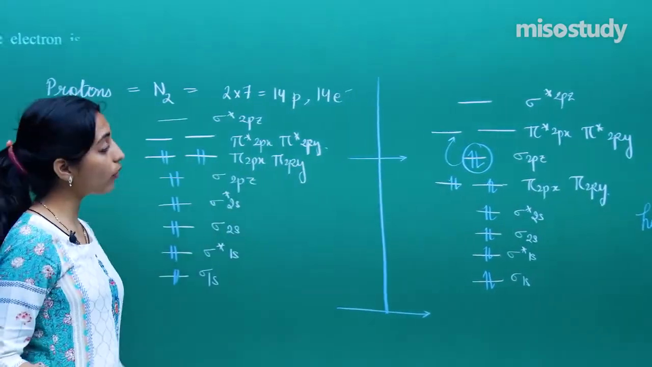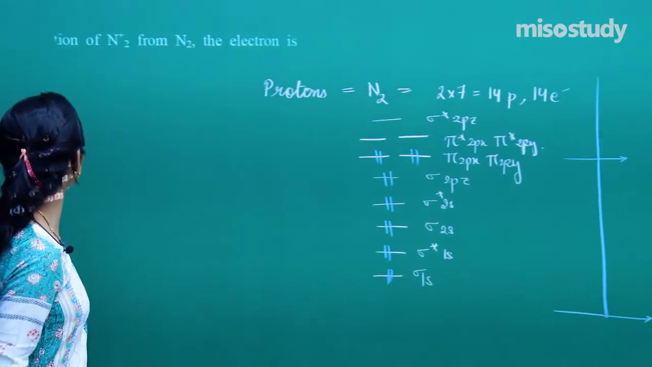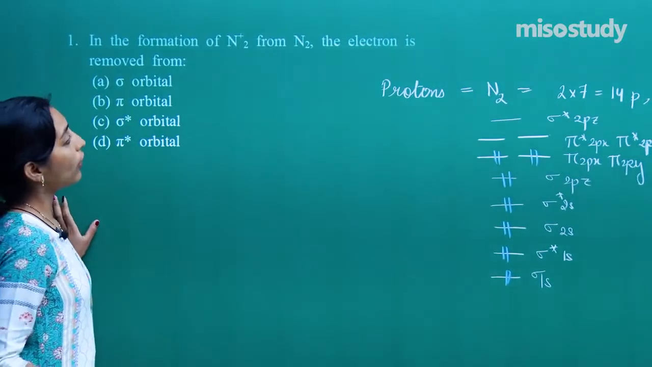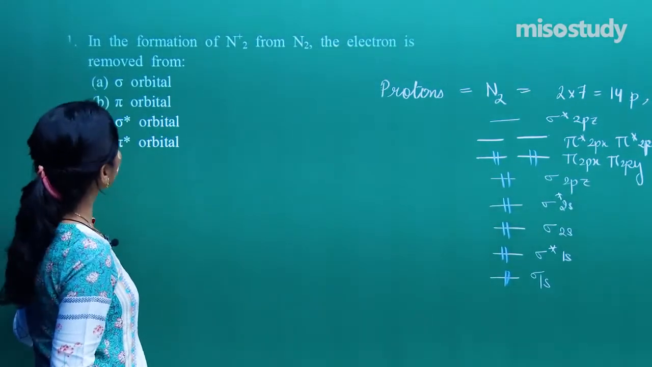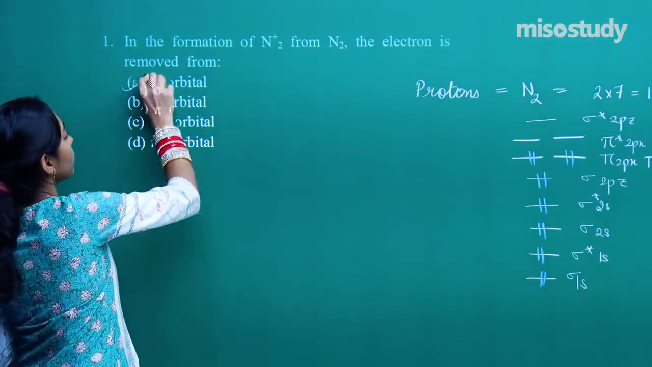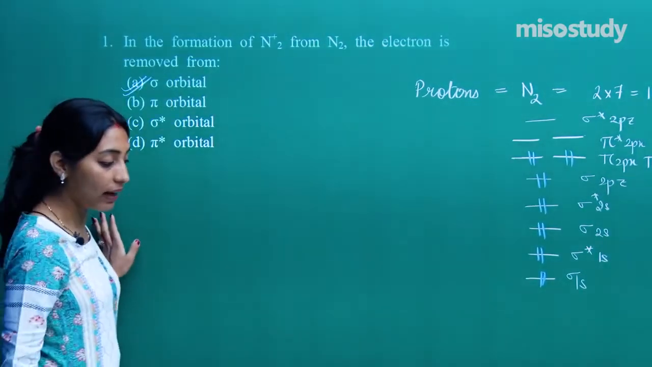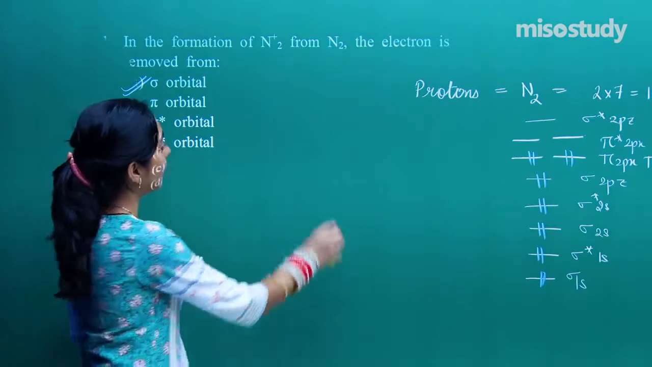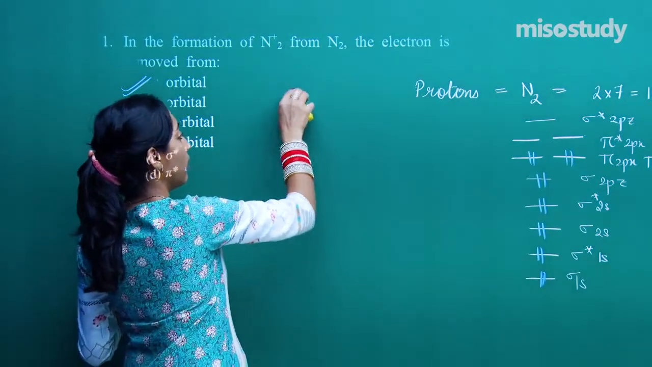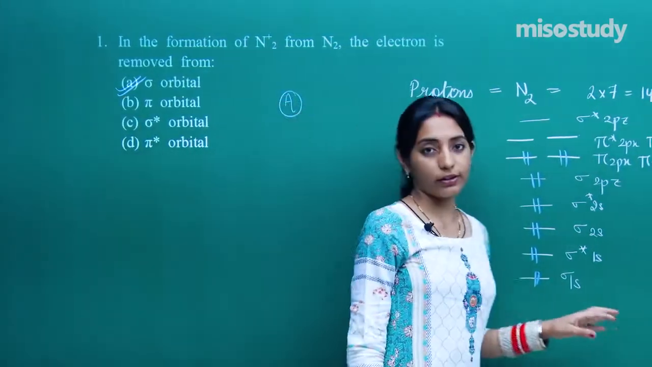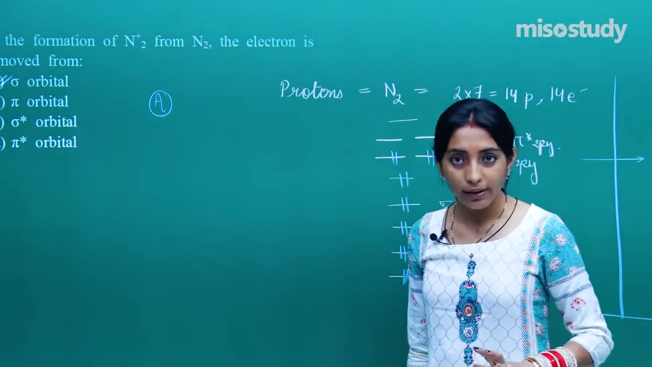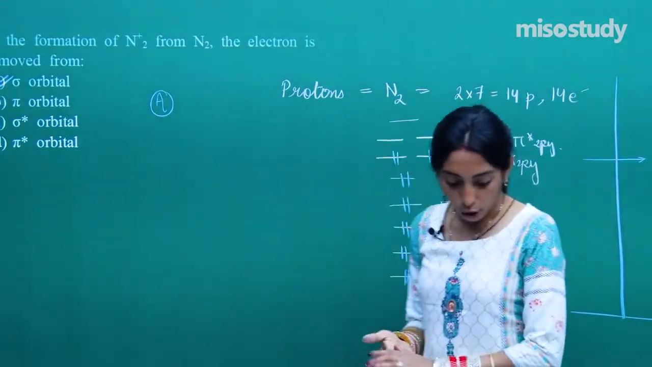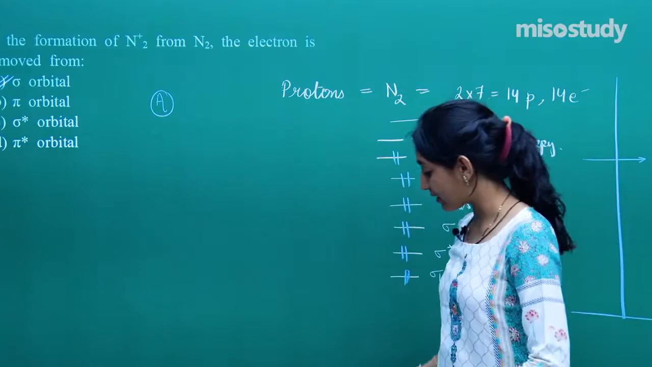So I can read the question once again, and the question says, in the formation of N2 positive from N2, the electron is removed from sigma orbital, and hence I can say option number A will be the correct option for our first question. Okay. So it was an easy option, not a tough thing to remember, and I think this is done.